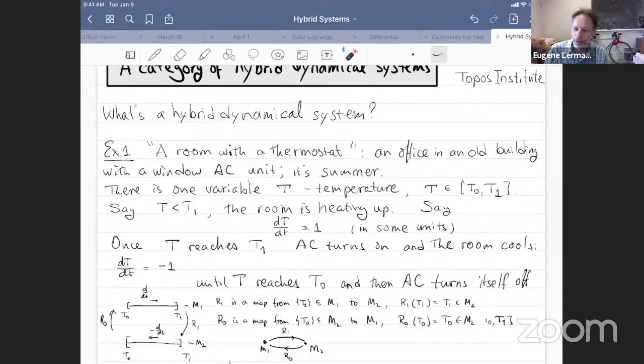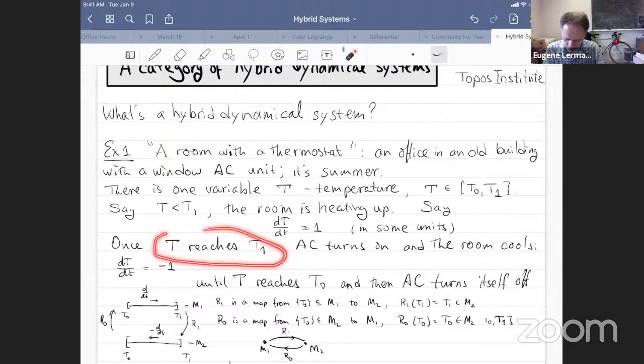So the air conditioner is off, the room is heating up, and we're going to model this by saying that the temperature is growing at, you know, one unit per minute or something like that. So here's the differential equation. That looks like an ODE or continuous time dynamical system.